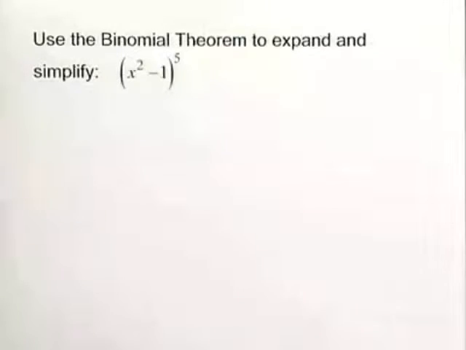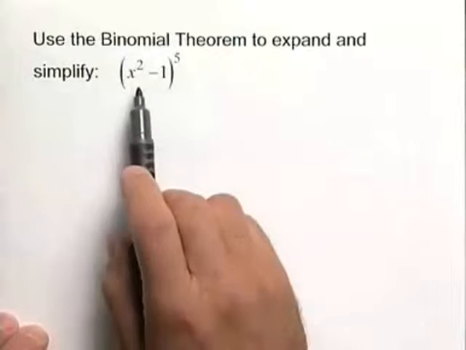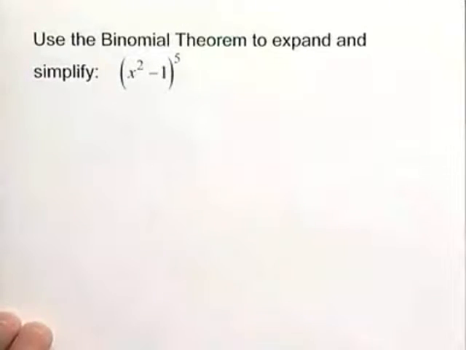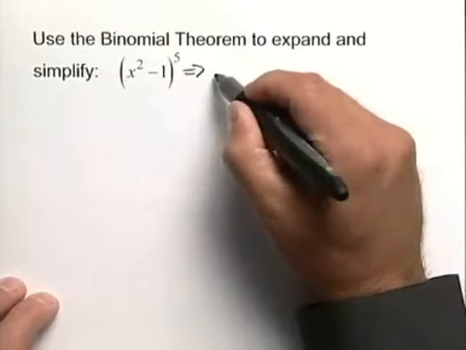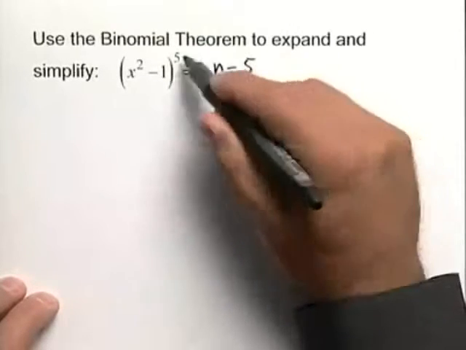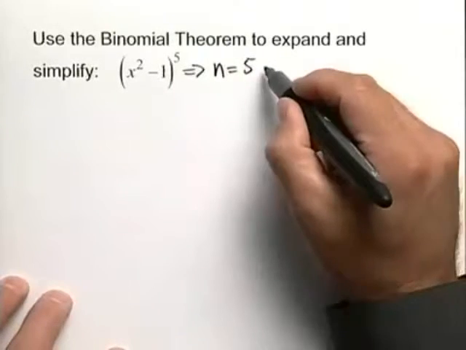Let's look at an example of the binomial theorem. We want to expand x squared minus 1, the quantity, to the fifth power. So if you're really bored, you could write this out and FOIL it 5 times, but that's not exactly an idea of great time. So instead, let's use the binomial theorem here, where we know n to be equal to 5, coming from our exponent there.